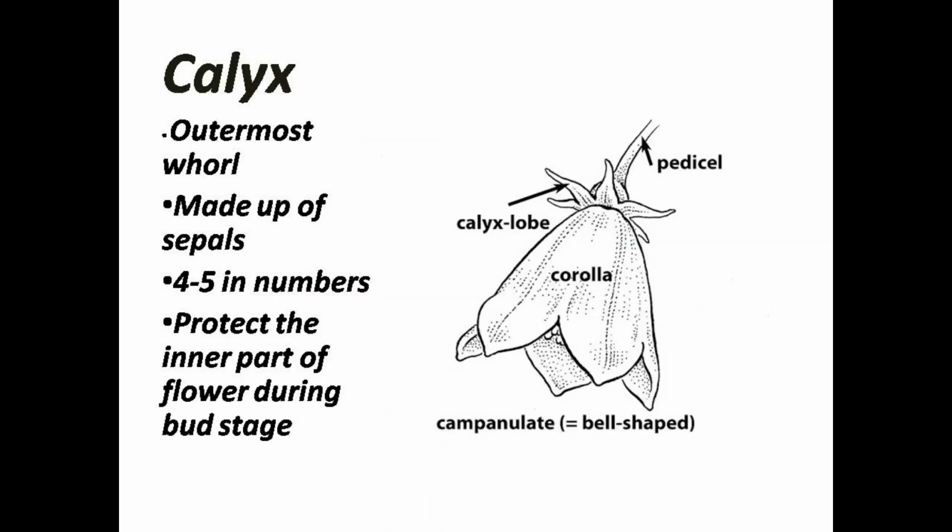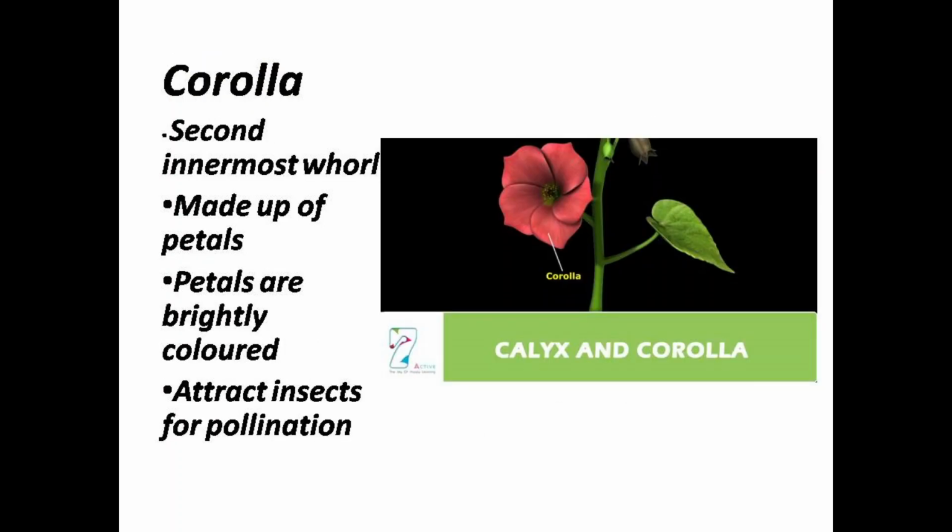Calyx is the outermost wall of a flower. It is made up of sepals, which are 4 to 5 in number, and all are green in color. They protect the inner parts of the flower during the bud stage.